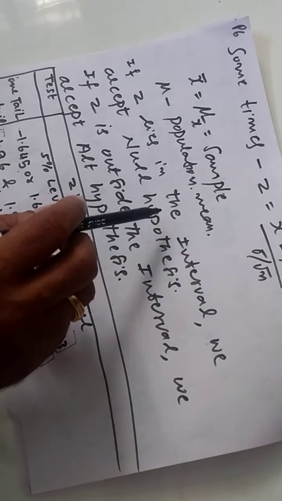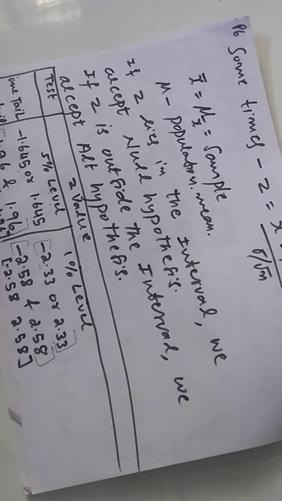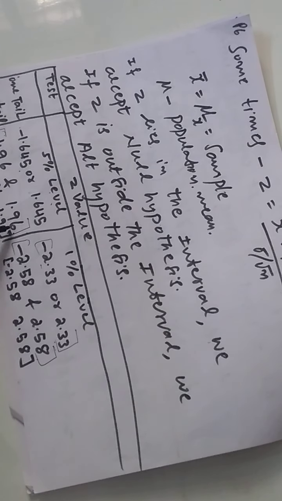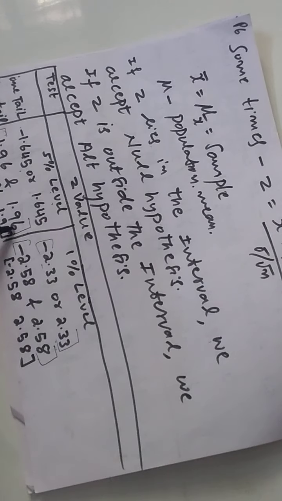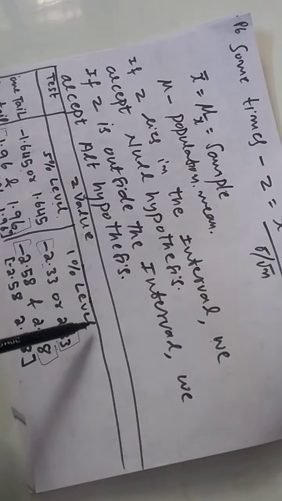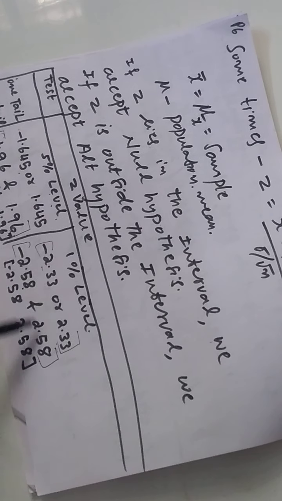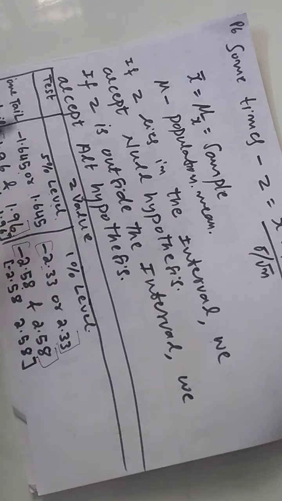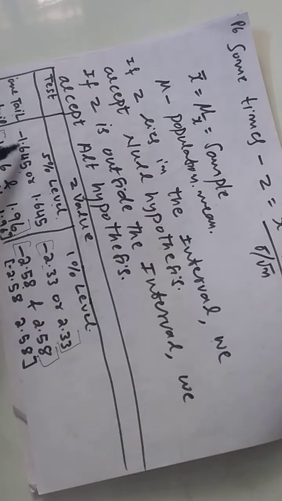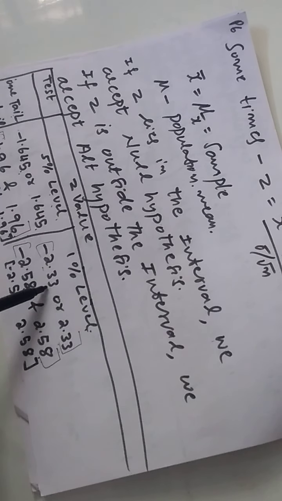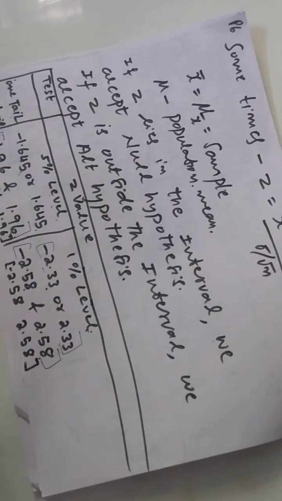If z lies in the interval, now here it is shown in the figure, in this table, there are two types of tests, namely one-tail test and two-tail test. For two-tail test, the interval is minus 1.96 to plus 1.96 at 5% level of significance. At 1% level for two-tail test, the interval is minus 2.58 to plus 2.58. For one-tail test, the interval is minus 1.645 or plus 1.645. For 1% level, it is minus 2.33 to plus 2.33.